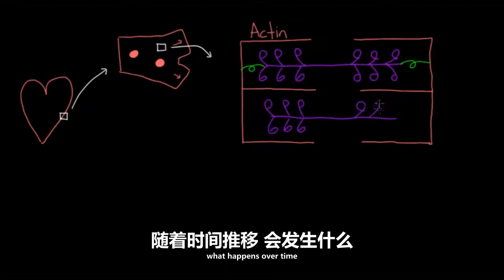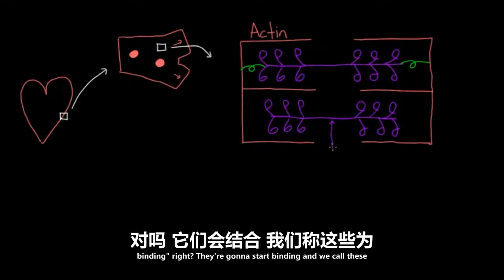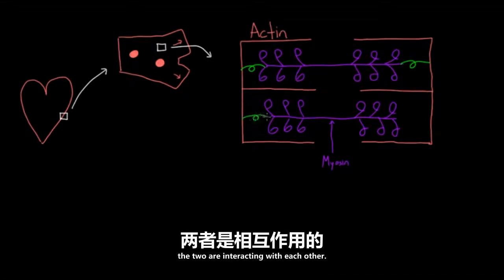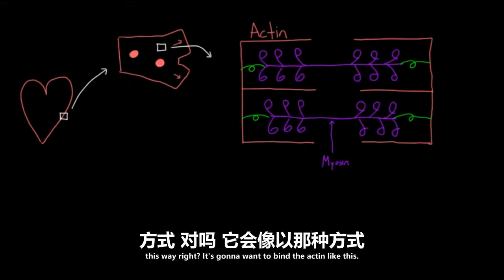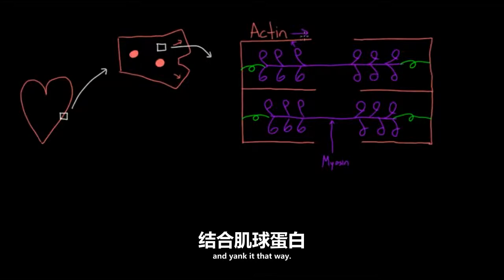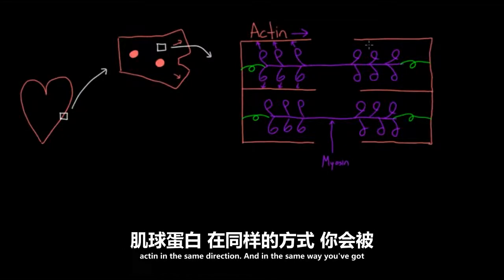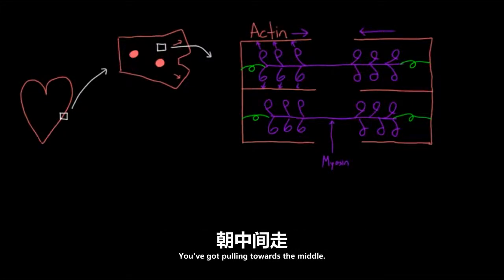Well, what happens over time is that these myosins and actins are going to start binding, right? They're going to start binding to one another, and we call these actin-myosin cross bridges, or you might hear different terms, but basically the two are interacting with each other. And what the myosin is going to want to do is yank this way, right? It's going to bind to the actin like this and yank it that way. And in fact, all of these little myosins are going to act the same way. They're going to want to yank the actin in the same direction. And on the opposite side, you've got pulling in the opposite way, right? You've got pulling towards the middle, basically.